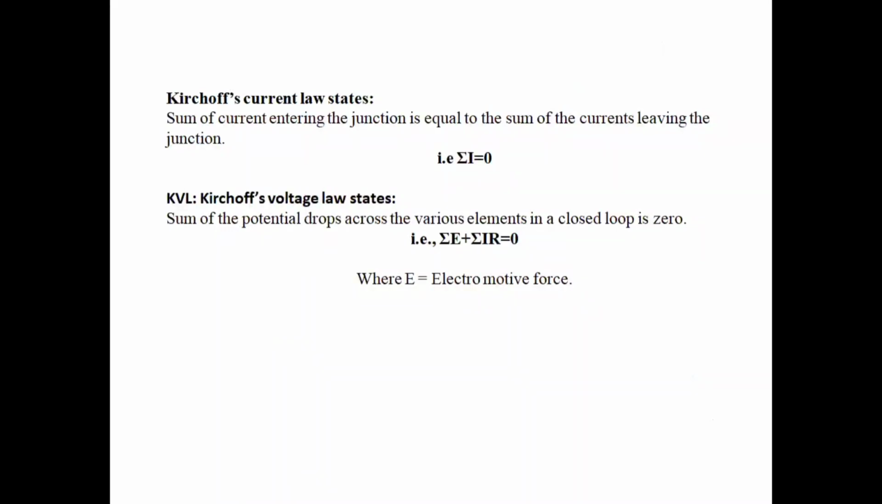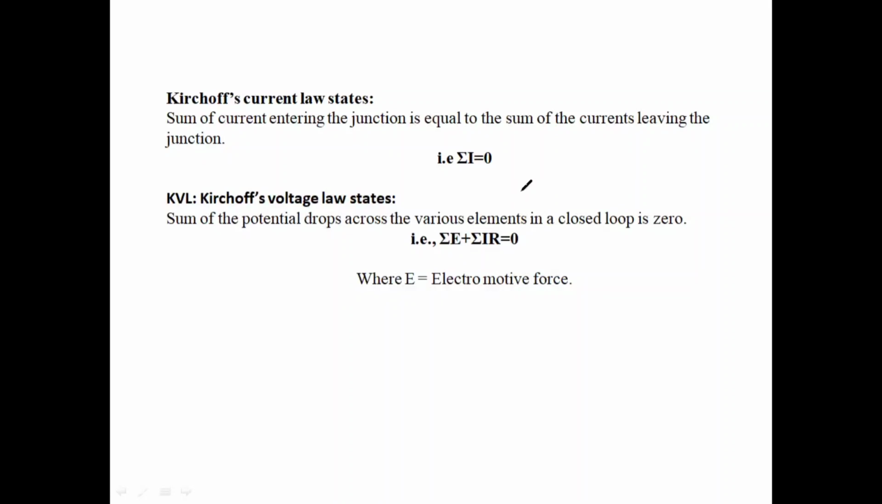Coming to the statements, Kirchhoff's law is majorly classified into two types: Kirchhoff's current law and Kirchhoff's voltage law. So he has stated his law in two different forms. Kirchhoff's current law says the sum of current entering the junction point will be equal to the sum of current leaving the junction point, or else we can say the algebraic sum of all the current at a junction point is always 0.